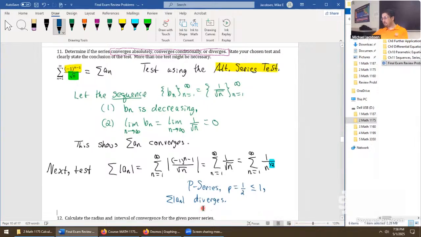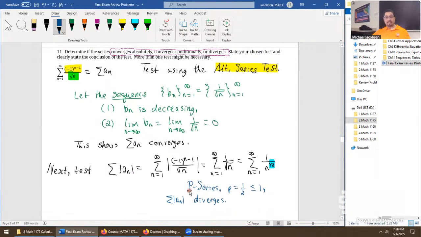At this point, we've resolved the problem. We just need to state a conclusion. It does not converge absolutely, because when we took the absolute value of terms, we got divergence. It can still converge because we showed that it converges.